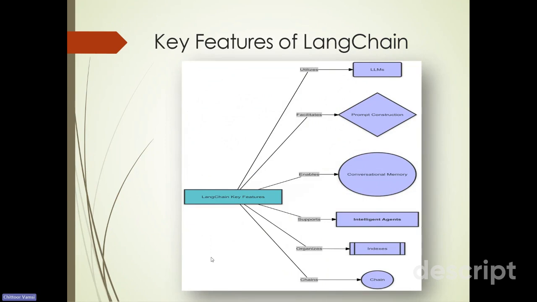What are the key features of LangChain? If you see this flowchart, by this time you understood what LLMs are, what prompt construction means, and what conversational memory, intelligent agents, indexes, and chains are. Indexes might be new, but these are important words to remember and understand in order to understand where LangChain fits in.